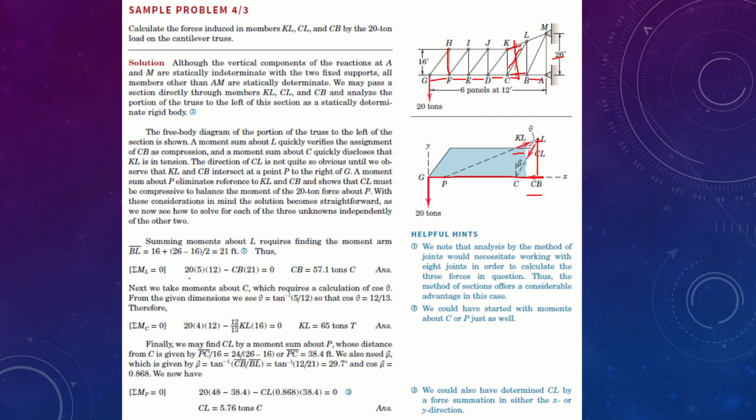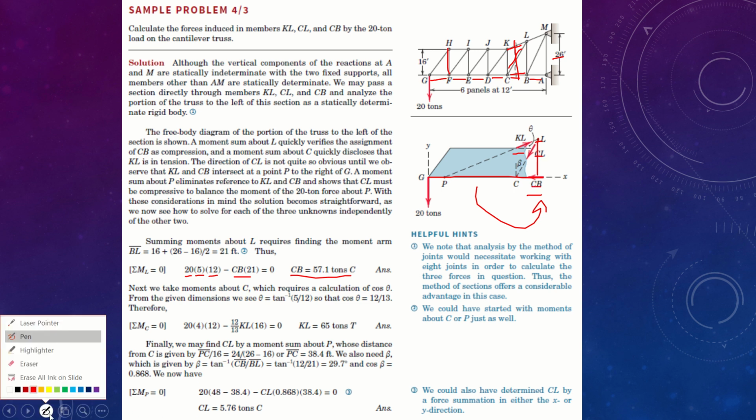So we know the 20-ton force, 5 planes times each plane of 12 feet, moving in counterclockwise. This means it's a positive moment, and then the force CB times 21 feet has to be balanced as they are rotating about, creating a moment about point L, and hence we have found the value of CB. Similarly, we are going to find the value of KL by assuming the moment about C to be 0. Now if you look at this, the two forces entering C are CL and CB.